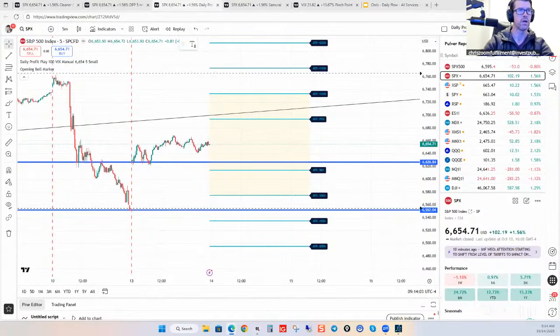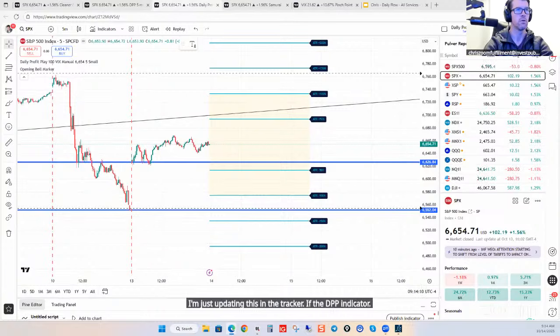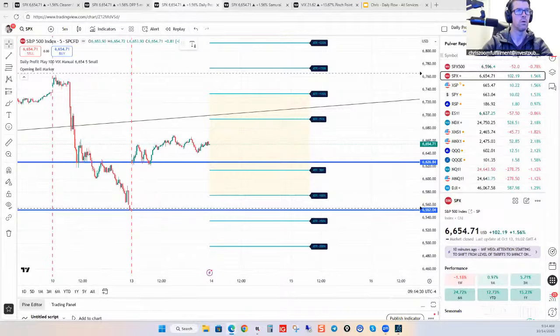I'm just updating this in the tracker. If the DPP indicator reference was Monday's open, price was very tight and stayed within the 50% ATR up and down levels. And then 10/14.